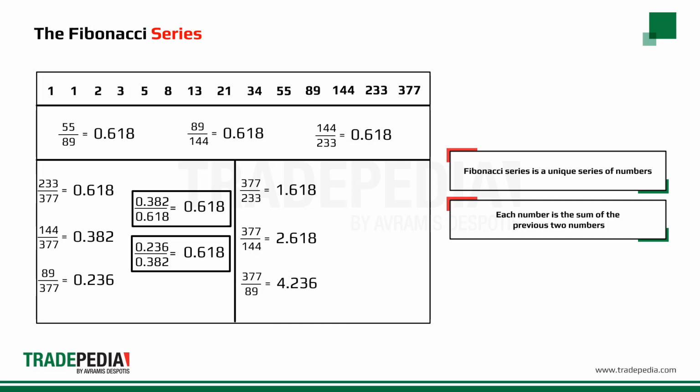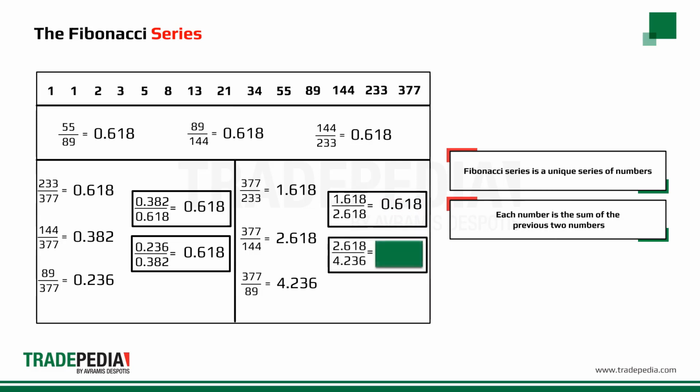Again, the relationship between ratios continues, as 1.618 divided by 2.618 is 0.618, and 2.618 divided by 4.236 is 0.618 again. So what is this magic number that keeps on appearing throughout this series of numbers?